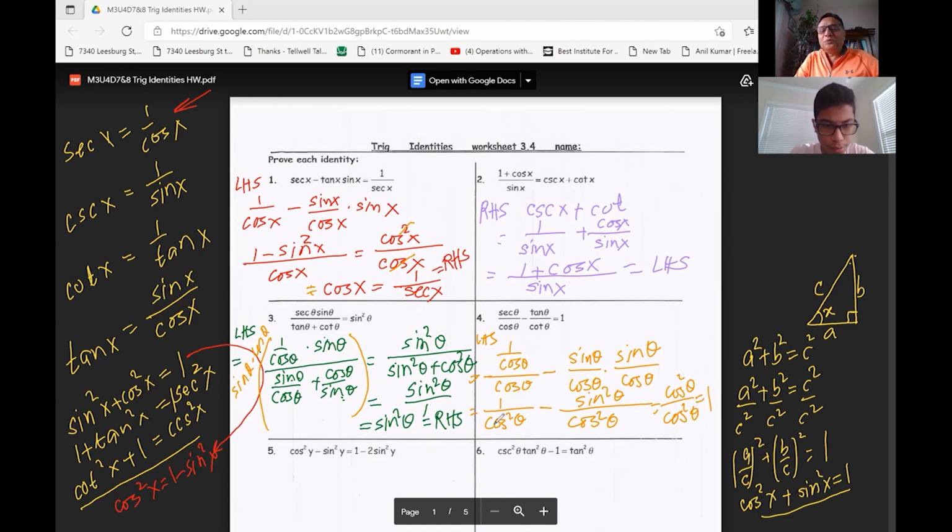So cos square theta was a common denominator, and in the numerator, we had 1 minus sine square theta, which is equal to cos square theta. So using that Pythagorean identity, we have shown that this is also equal to the right-hand side, and therefore it is true. Clear? So I hope up till now, everything is absolutely clear. Now let's move on and solve the next two.